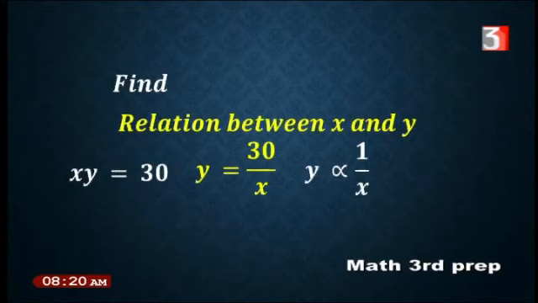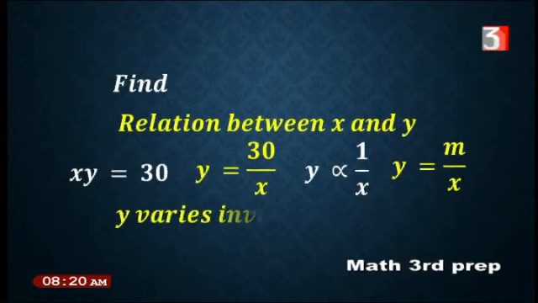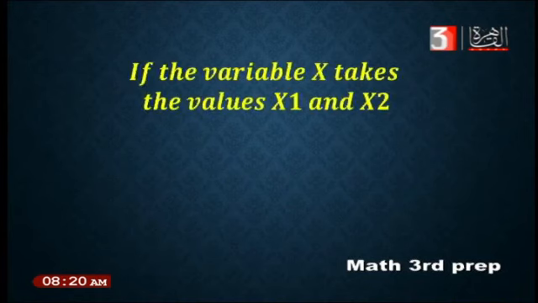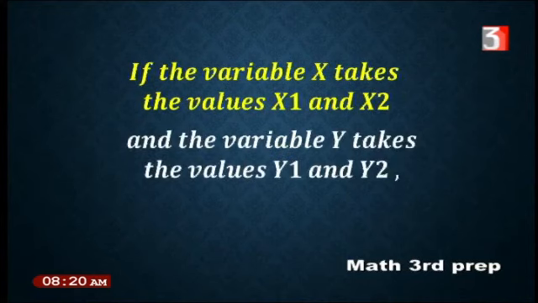If you are going to state varies inversely, it is with x. If you are not going to state varies inversely, you can say that y varies 1 over x. Both are correct. Then you are going to notice that y equals m over x, and here in this case, m is not equal to 0. If the variable x takes the values x1 and x2, and the variable y takes the values y1 and y2.